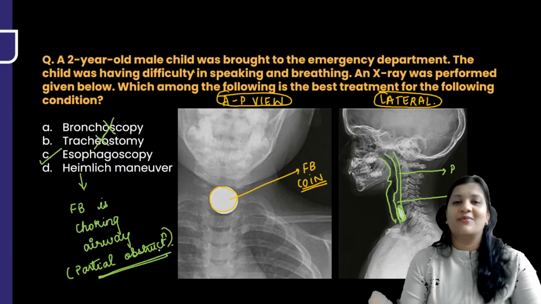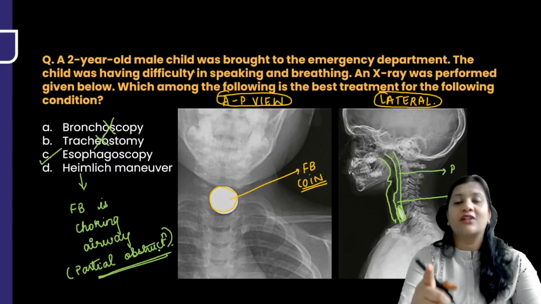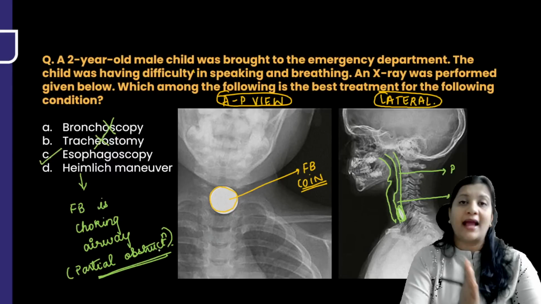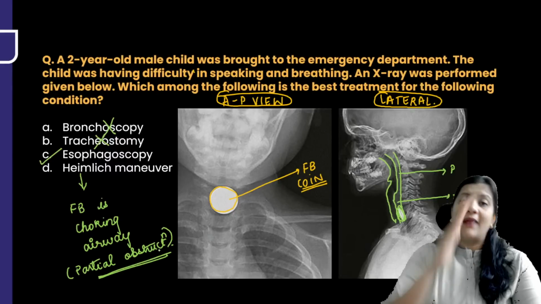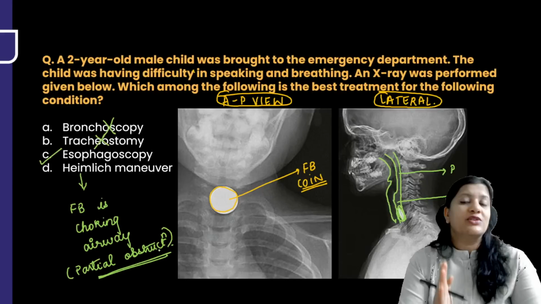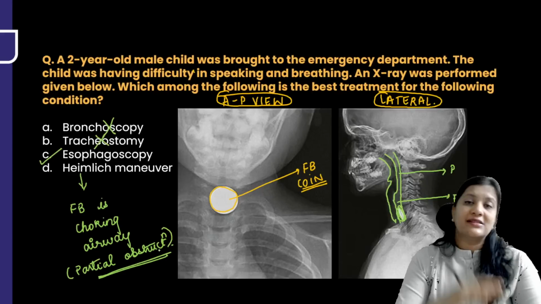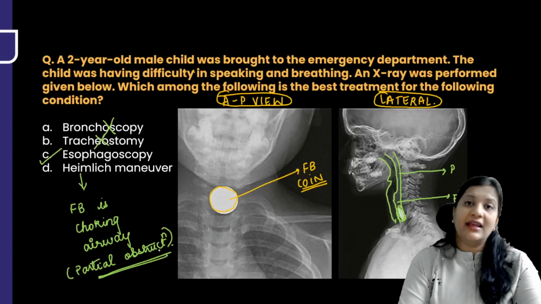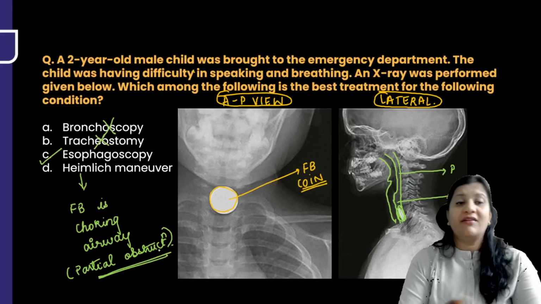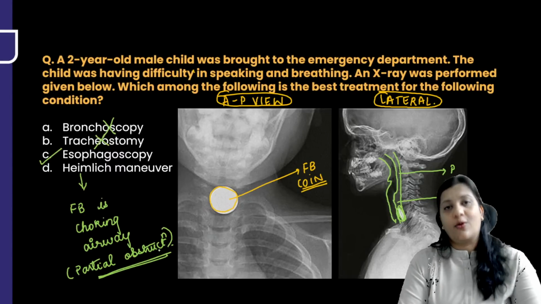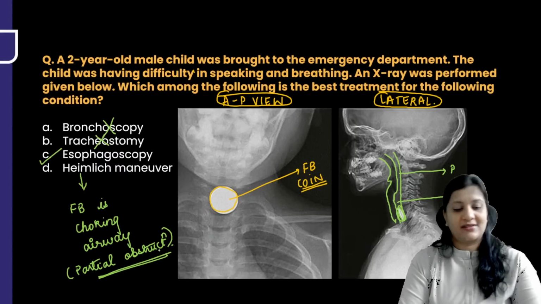The key trick to solve this question is to see, is this in the black zone or is it in the gray zone? Black zone means airway, gray zone means digestive. If it is in the digestive, obviously you will do an esophagoscopy. If it is in the airway, then comes the question of bronchoscopy or Heimlich's maneuver or tracheostomy. Then that would be your options. So let's go to the next one.